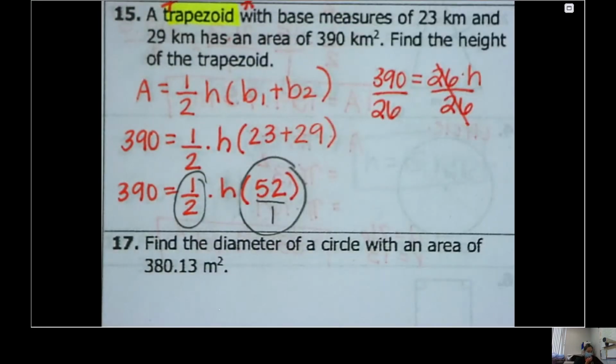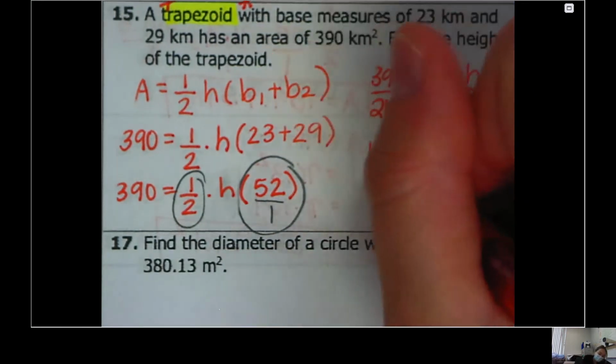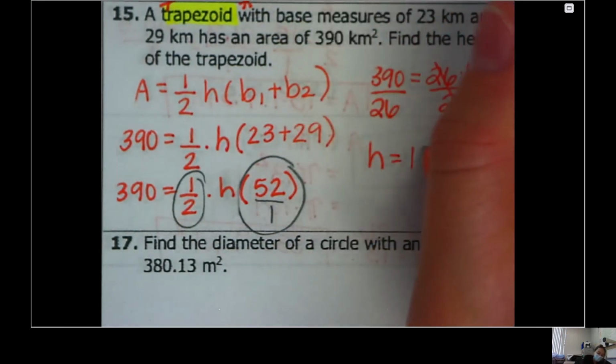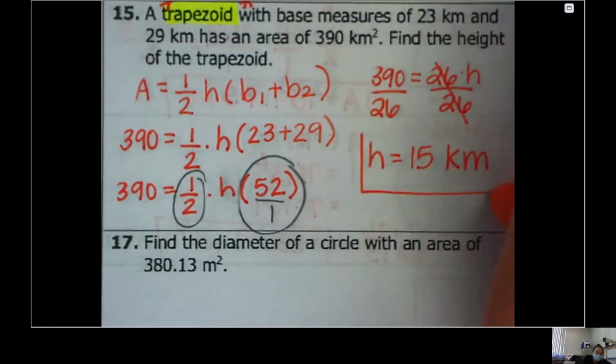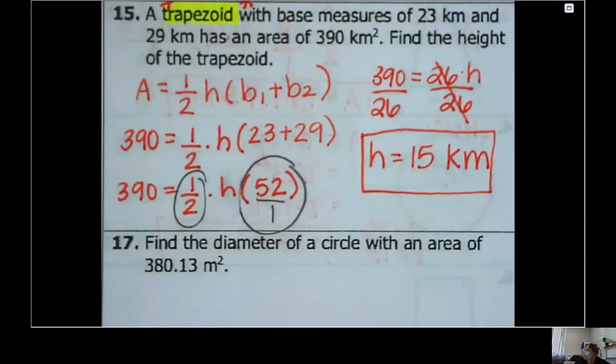And what do you get? My height is 15 what? Just kilometers. Good. So that's about as hard as it gets. Can you solve for an unknown piece that's like not in the middle there? All right, ready for one more?